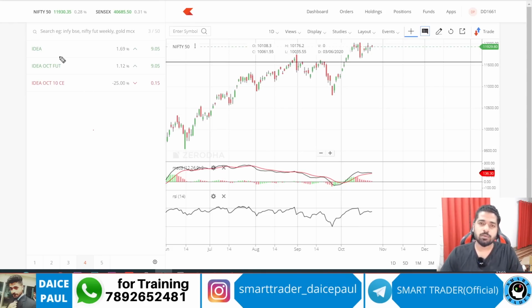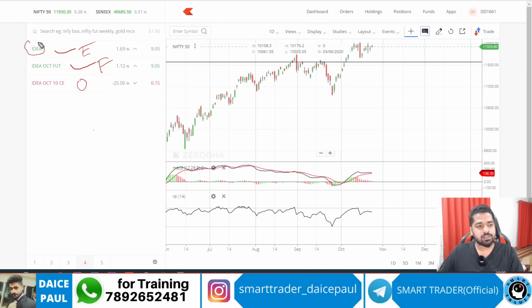So I have three options. One is Idea, and this is Idea futures. For the beginners who don't know, try to connect it later, but I'll just give it for the ones who know a little bit of stock market and who don't. So this is Idea equity, this is Idea October futures, that is future. I just take a random example, and this is nothing but Idea options. Okay, your options. This is future and this is your equity.